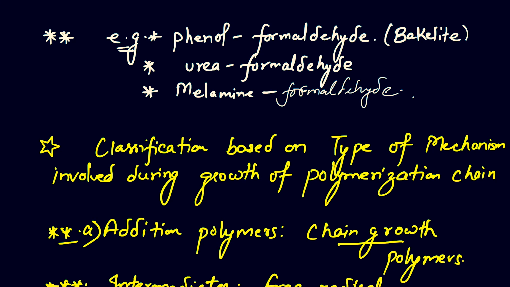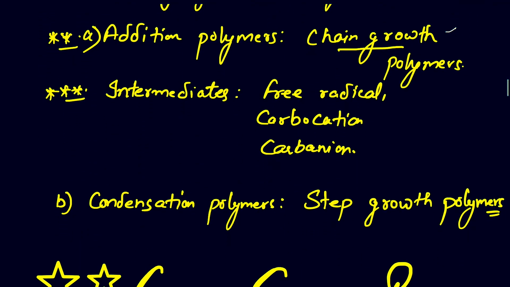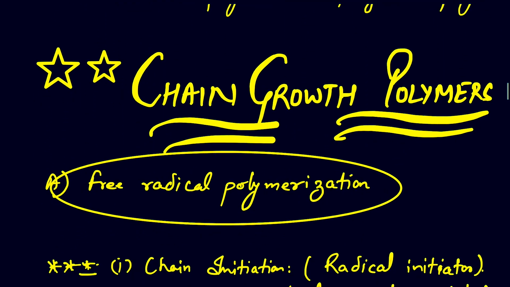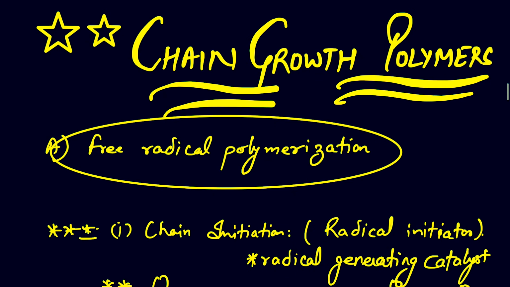Let's study about the classification based on the type of mechanism that is involved during growth of polymerization chain. First we have addition polymers that are also named as chain growth polymers. So intermediates formed during the process, they can be free radical, they can be carbocation, there can be carbanion. The second part is the condensation polymer, that is also termed as step growth polymers. Now first study about chain growth polymers.